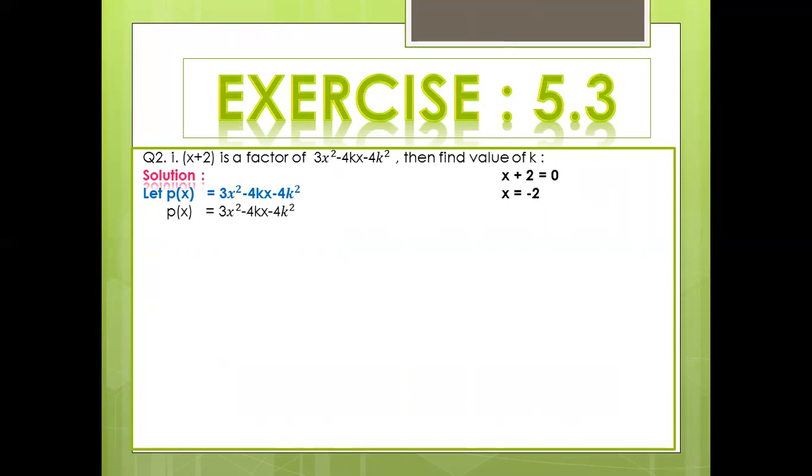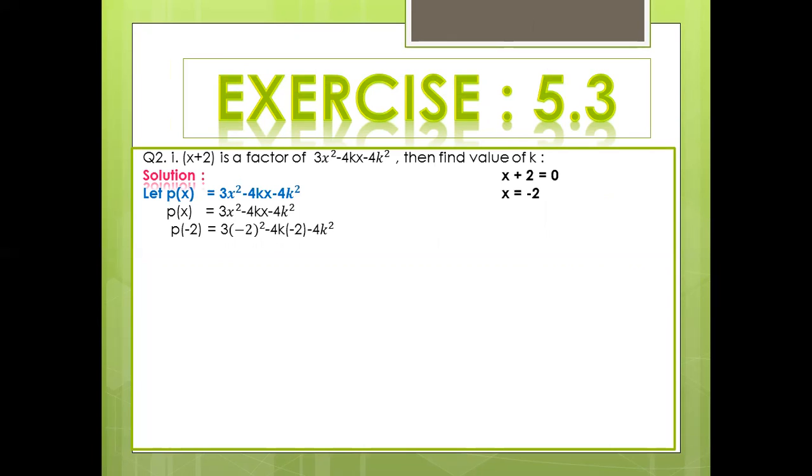Question number 2, part 1: if x plus 2 is a factor of the given polynomial, which is 3x square minus 4kx minus 4k square, then find the values of k. Values means, from the question, that there must be two values of k because a quadratic polynomial is given. Quadratic means the highest degree of the polynomial is 2. Px is equal to 3x square minus 4kx minus 4k square, and the factor is given, x plus 2.